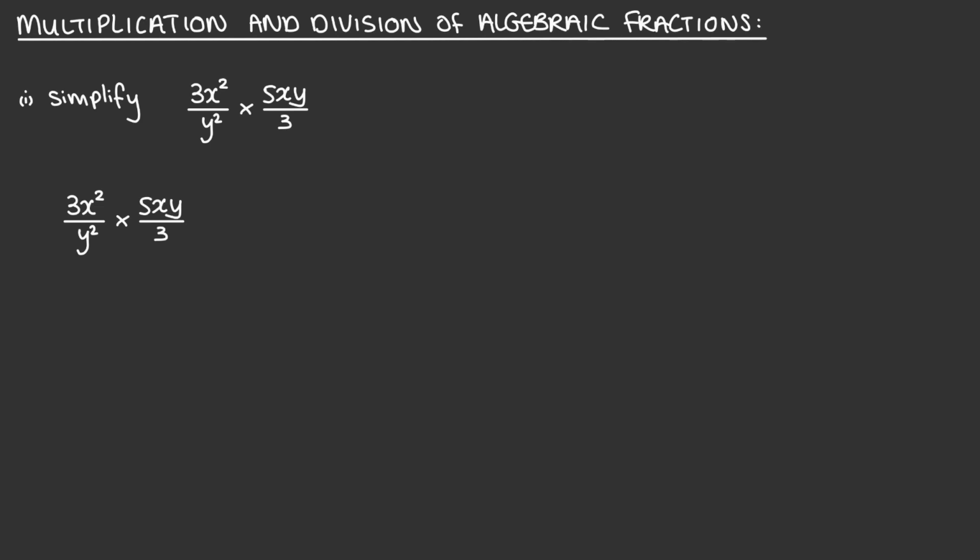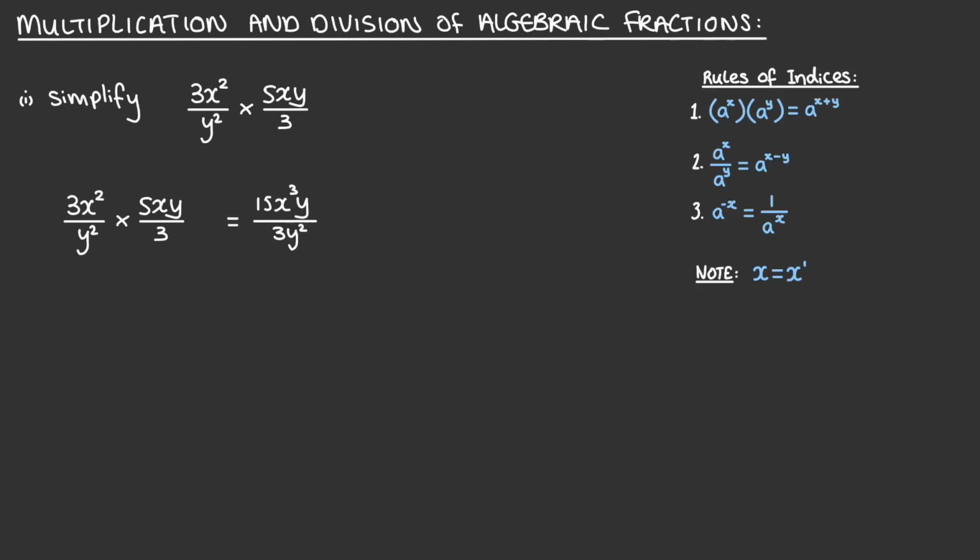So if you can't remember how to multiply two fractions, you should take a look at my video on rational numbers. In that video, I explained with examples that when we're multiplying two fractions, we must multiply the numerator of one fraction by the numerator of the other, and the denominator of one fraction by the denominator of the other. This can also be known as multiplying top by top and bottom by bottom. So in this case, we must multiply 3x squared by 5xy and y squared by 3.